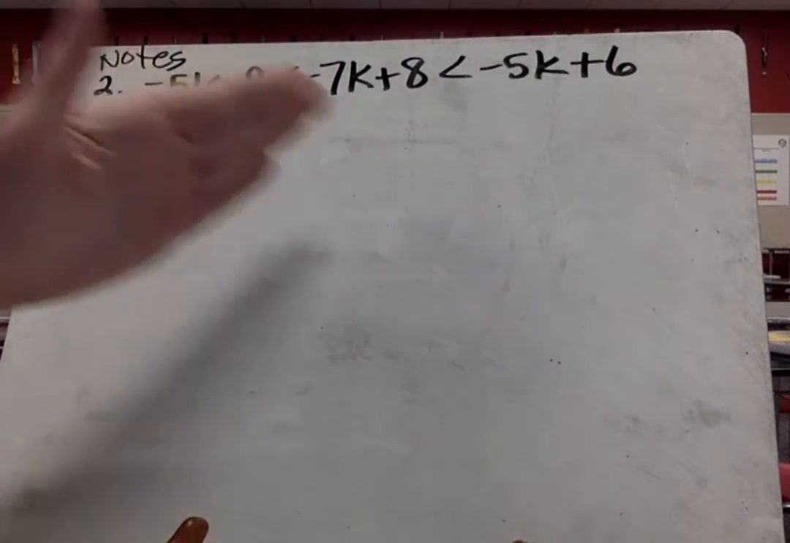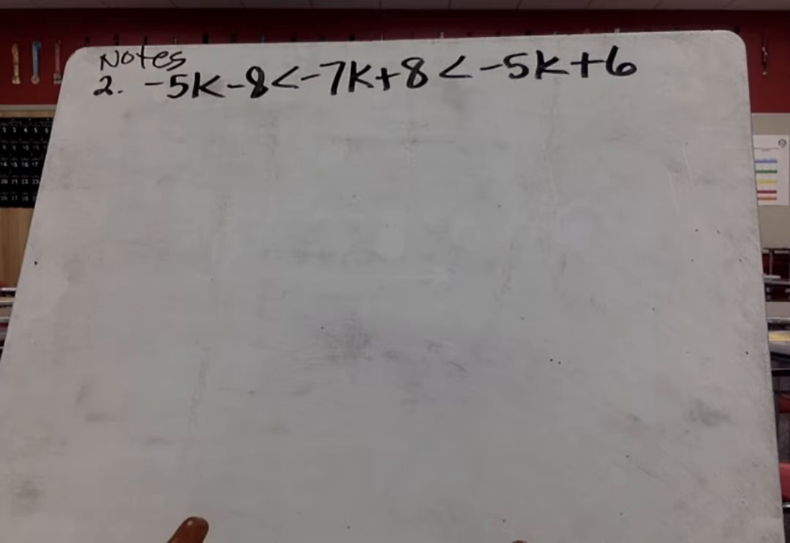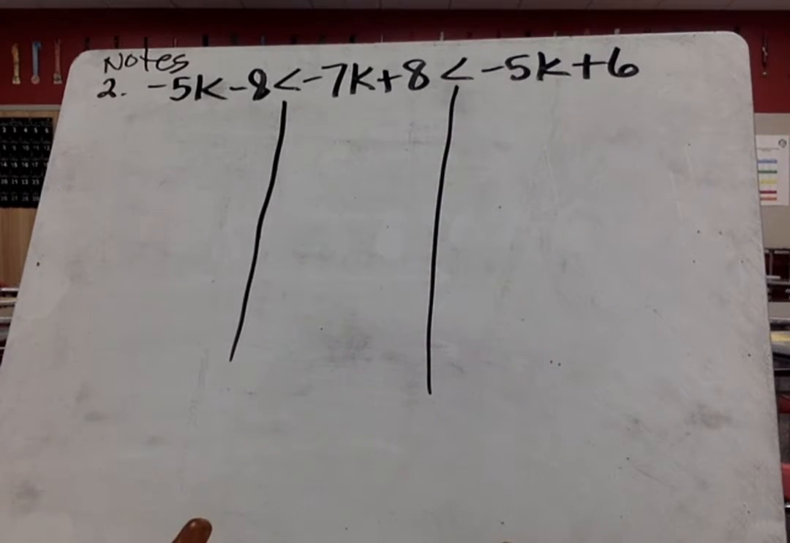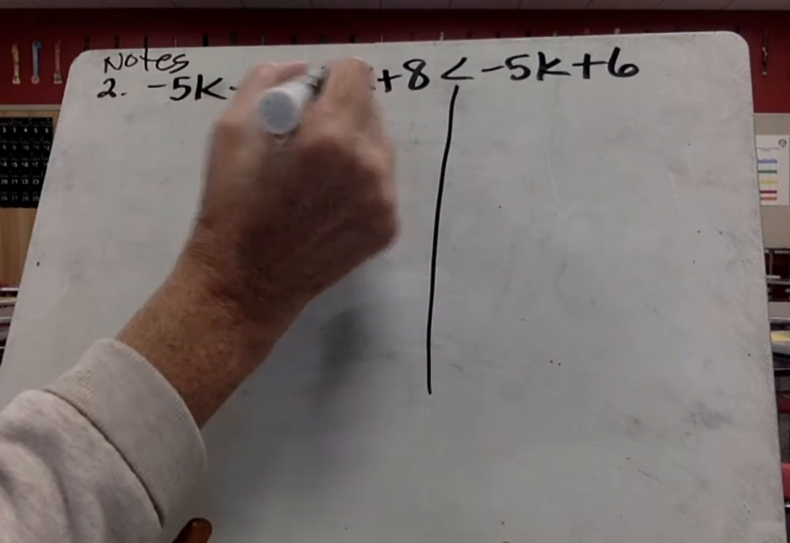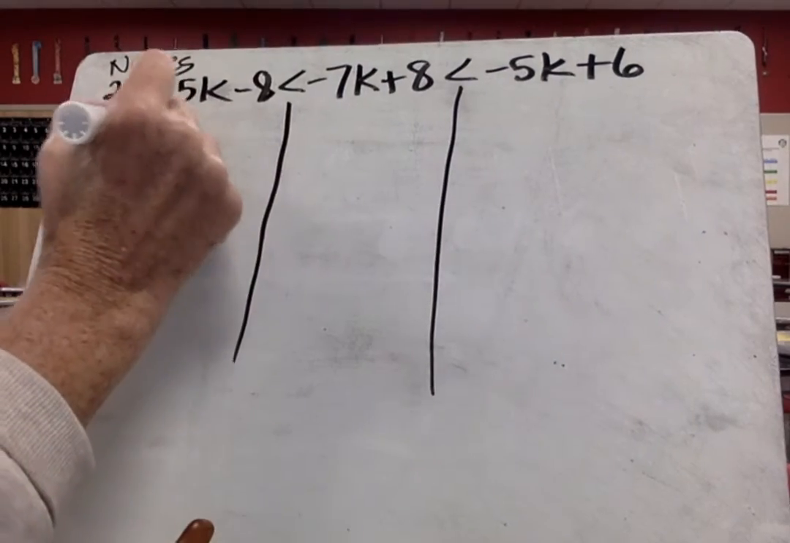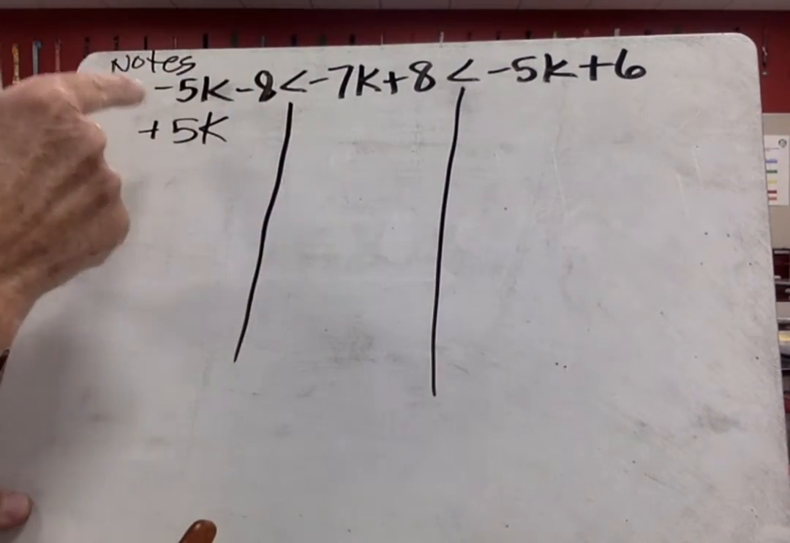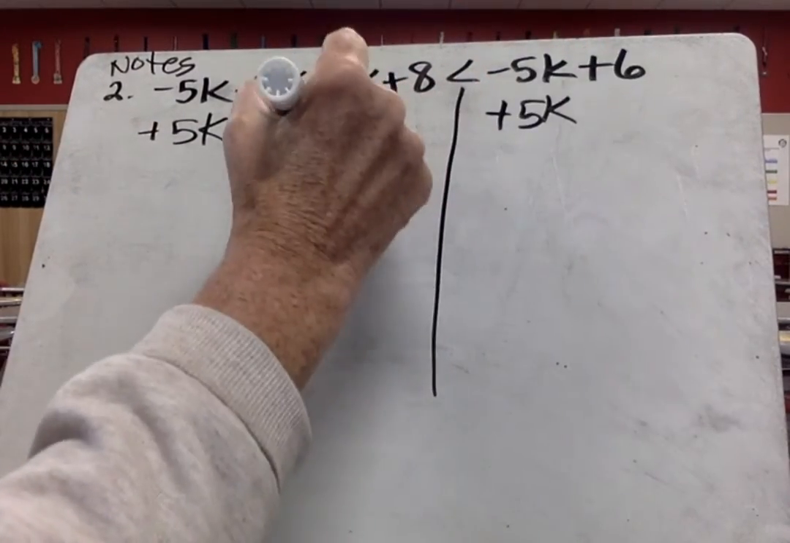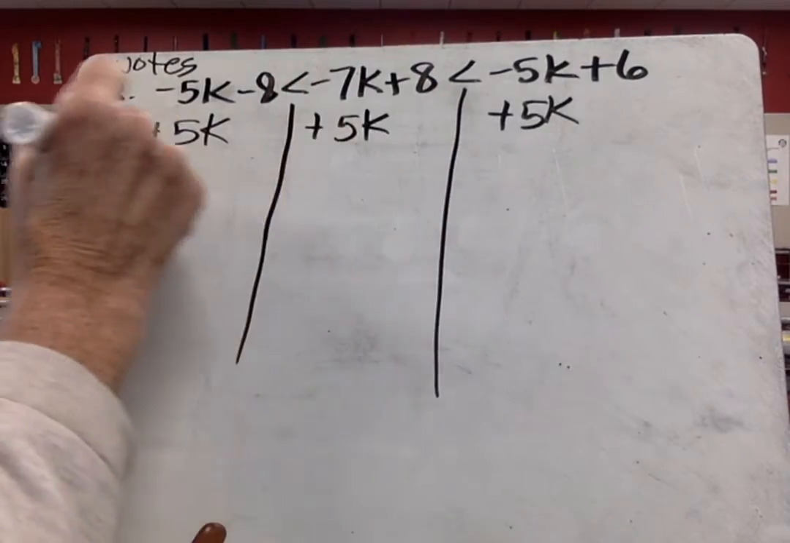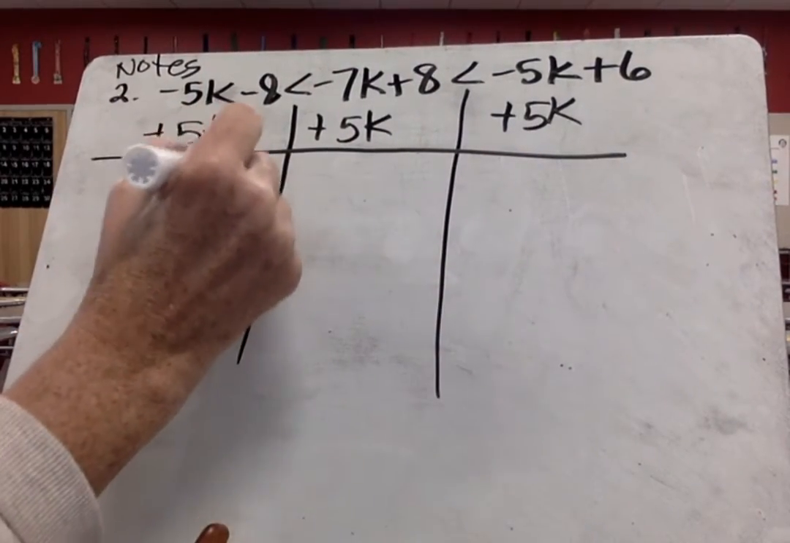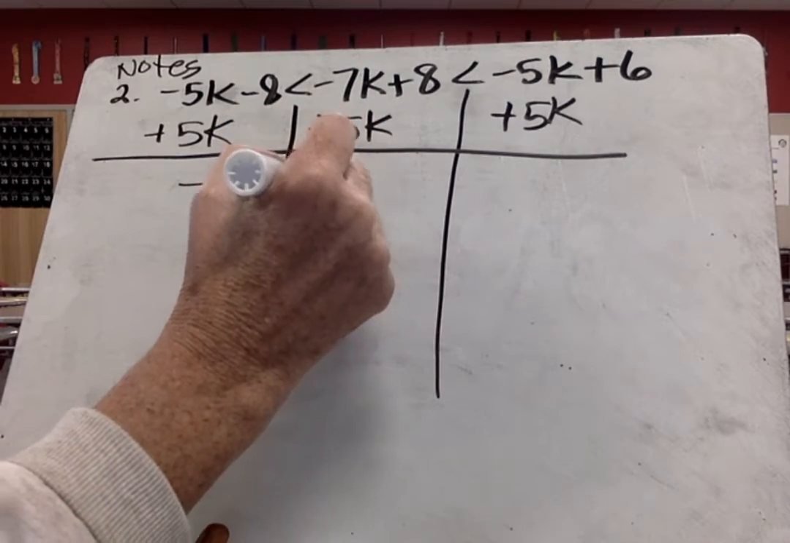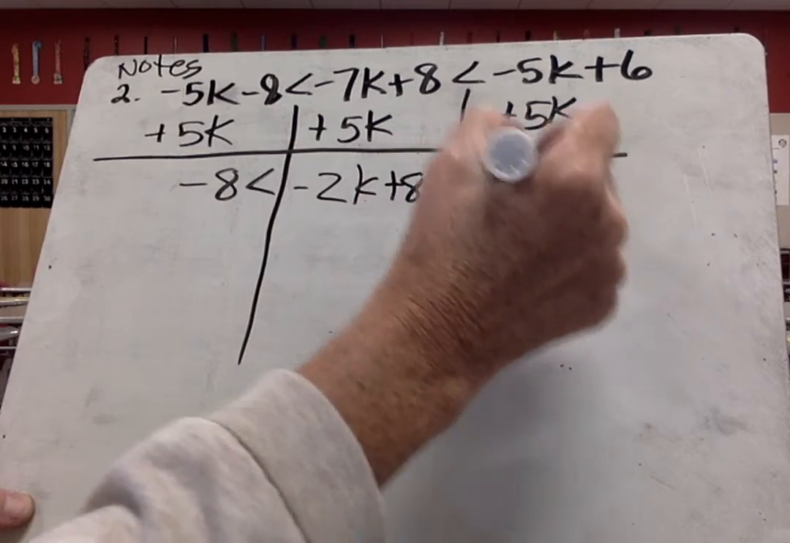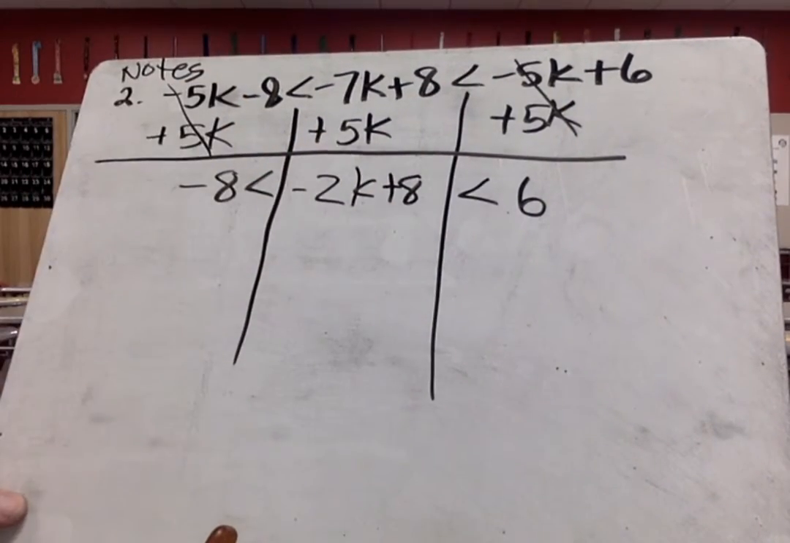This is a more challenging one where I see k's on all three parts there. I'm going to draw my lines down where the inequality is. Now I see there's negative 7k, negative 5, negative 5. So I'm going to add 5k, knowing that it will get rid of it here and it will get rid of it there. So I get negative 8 is left here, less than negative 2k plus 8 less than 6, because this goes away and that goes away.